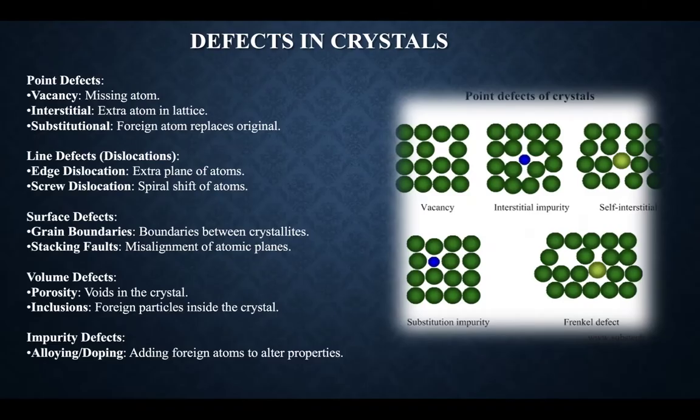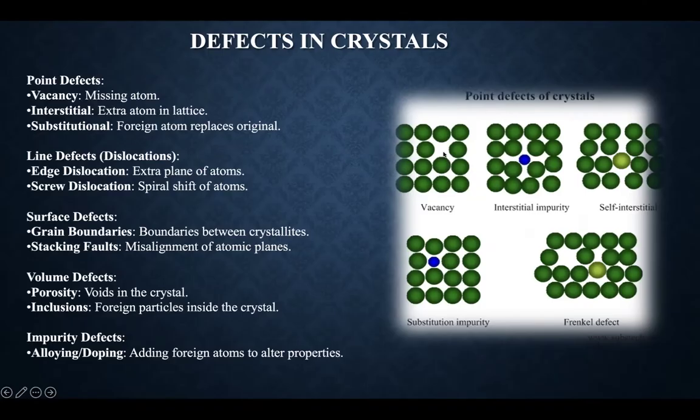Volume defects mainly include porosity, which is voids or vacant space in the crystal, and inclusions, where foreign particles are present inside the crystal. Impurity defects are like alloying or doping, that is adding foreign atoms to alter its properties. So you can see various point defects of a crystal.